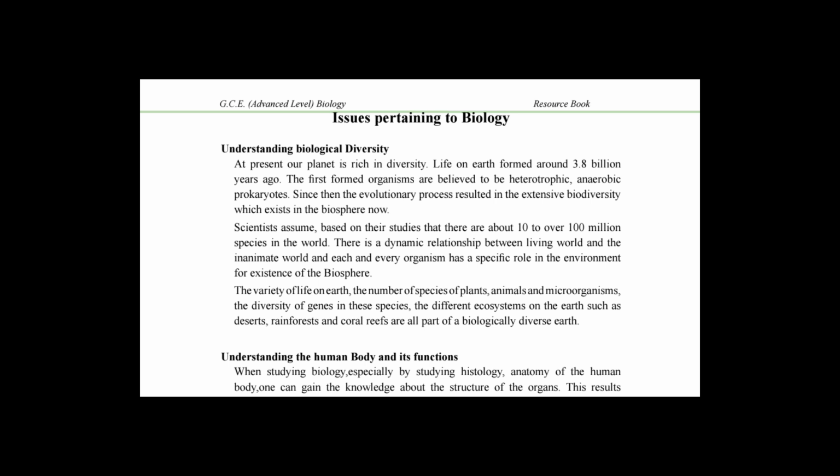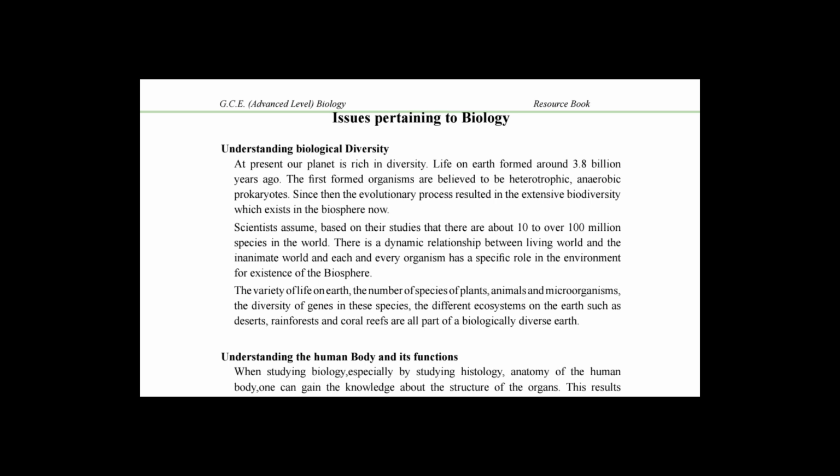Prokaryotes. All the organisms on the earth are divided into two: prokaryotes and eukaryotes. Prokaryotes are single-celled organisms that lack a nucleus and other membrane-bound organelles. Eukaryotes have an organized nucleus and membrane-bound organelles. So prokaryotes don't have a characterized nucleus, and they also don't have other membrane-bound organelles.